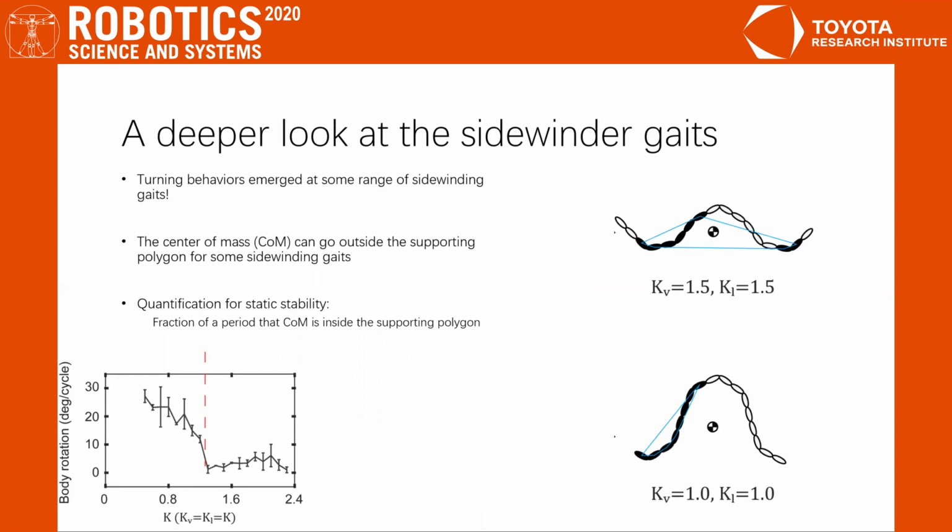We then explore why such turning behavior would happen. We observe that when the gaits have fewer wave numbers along the body, the gaits tend to be less statically stable, as the center of mass can go outside the supporting polygon. We show an example here, where the center of mass is bounded by the supporting polygon for 1.5 waves and went outside the supporting polygon for 1 wave along the body. We quantify the static stability by the fraction of a gait period that the center of mass is inside the supporting polygon.